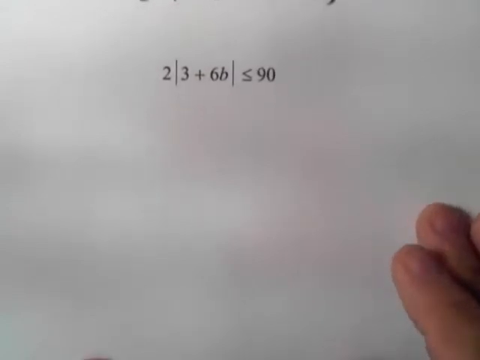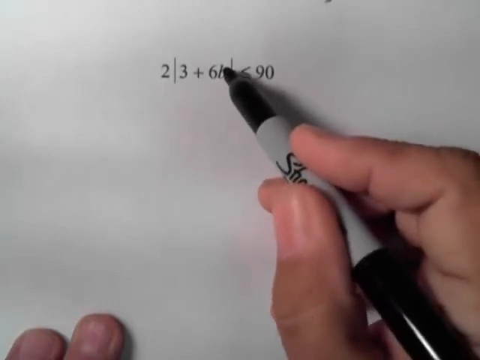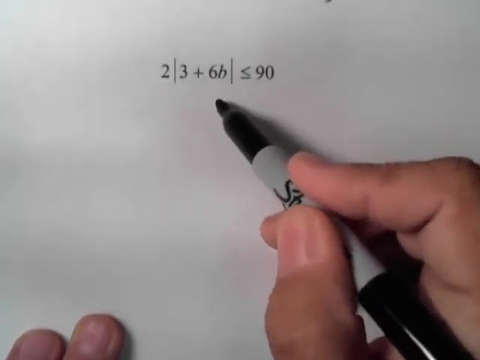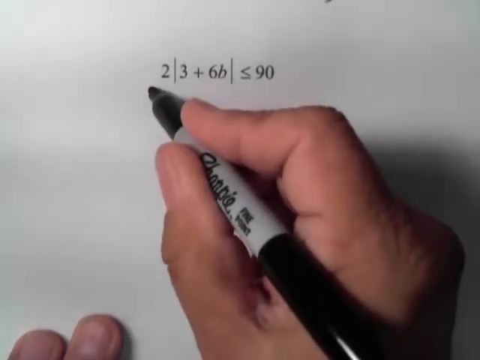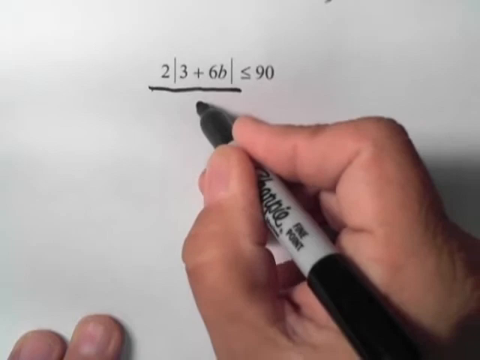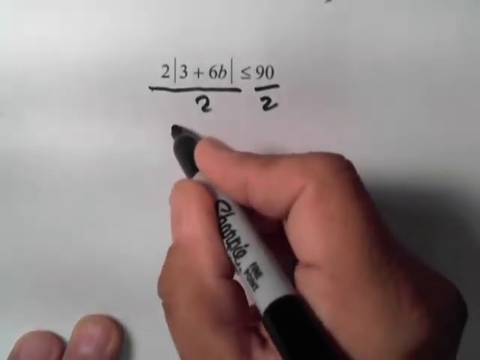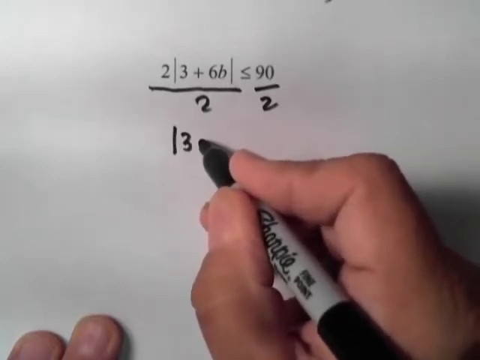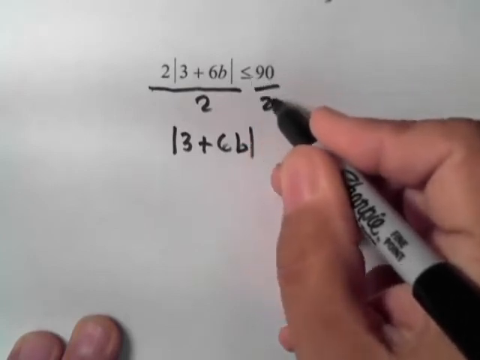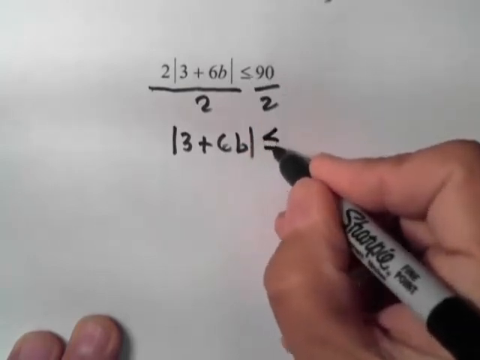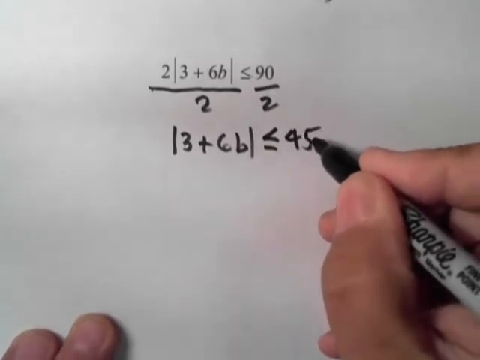Okay, well now, here's another one, and the first thing you've got to do is get the absolute value all by itself for this process to work. So this is 2 times the absolute value, so what we have to do is get rid of that 2 times. We're going to divide both sides by 2 here, and that'll give me 3 plus 6b. Now notice, we do have an equal bar here, less than or equal to 90 divided by 2 is 45.